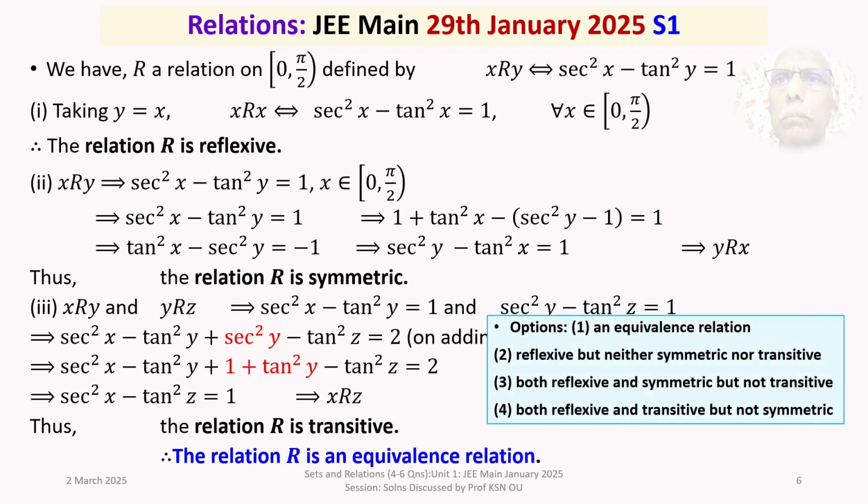Right. Let's look at our options. Our answer that it is an equivalence relation appears against option 1. Therefore, the answer to this question is option 1. That is the detailed discussion of the solution of this problem, and it is a very simple, straightforward question. Right.